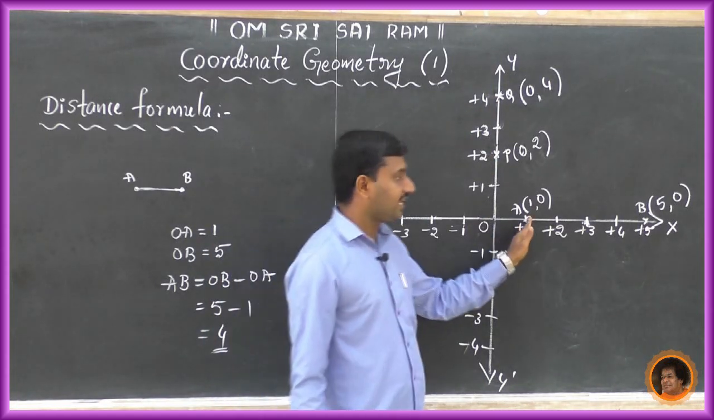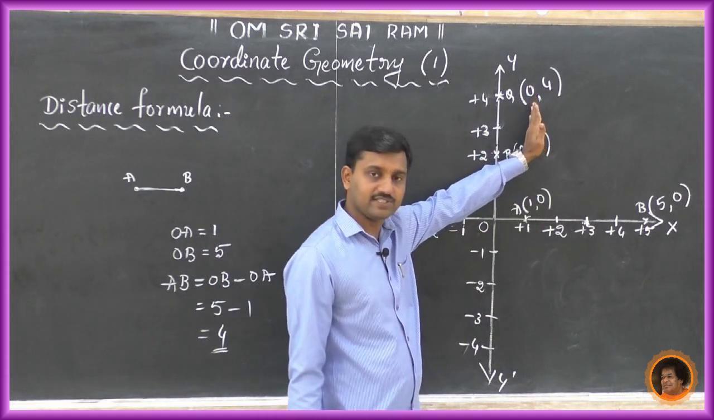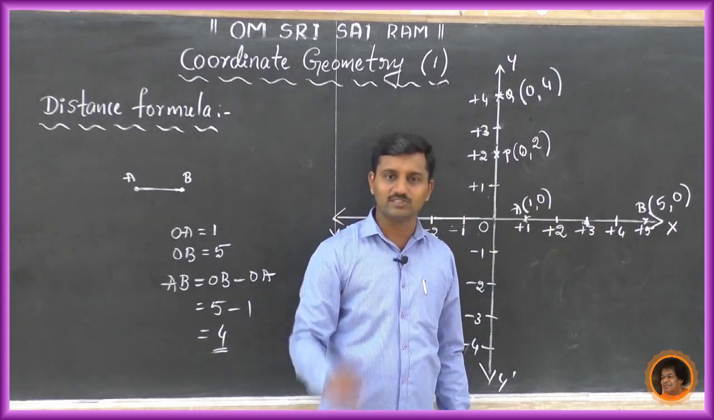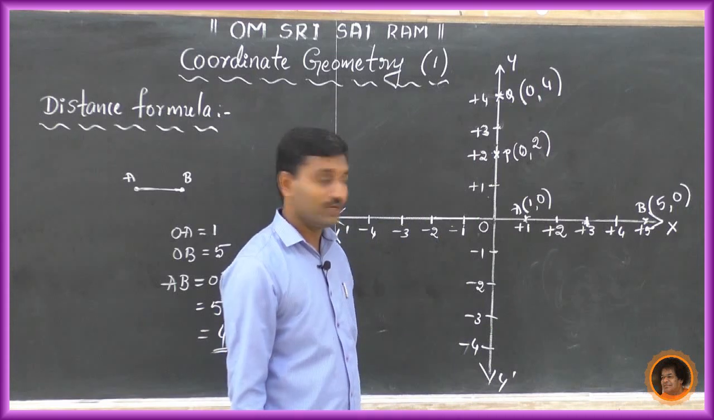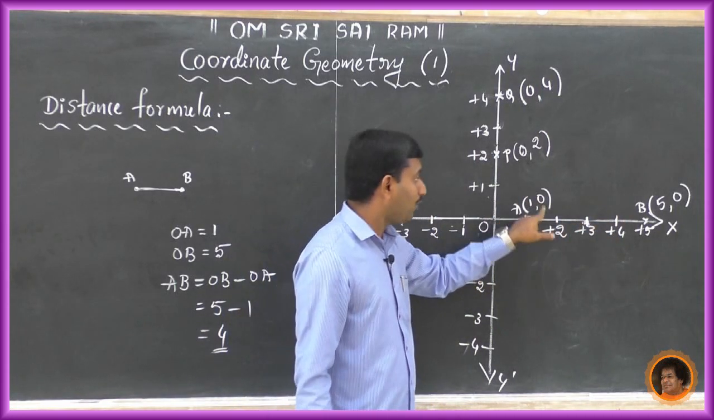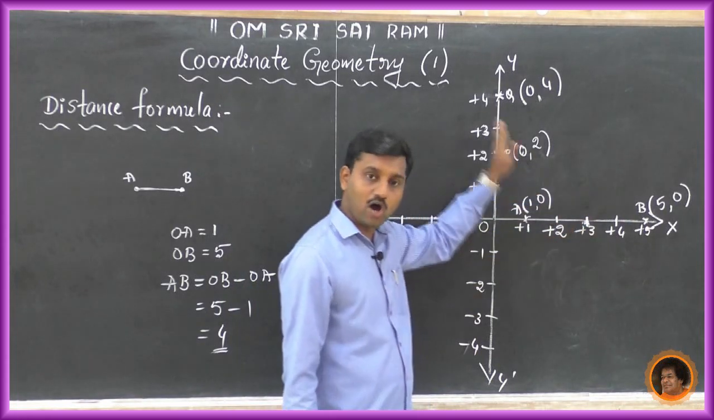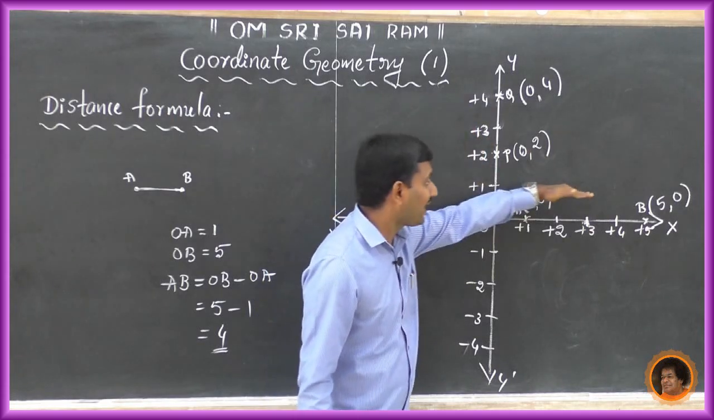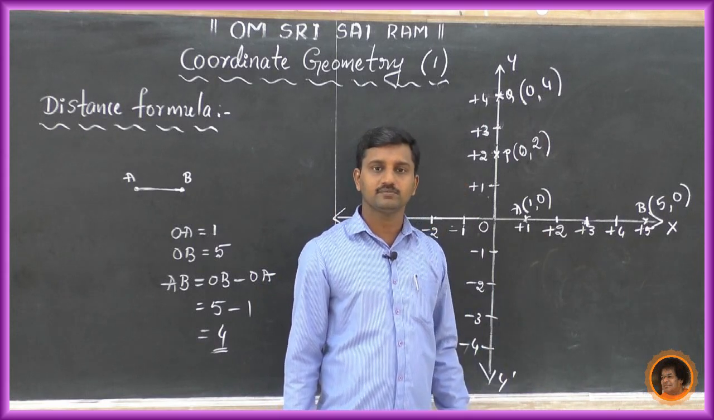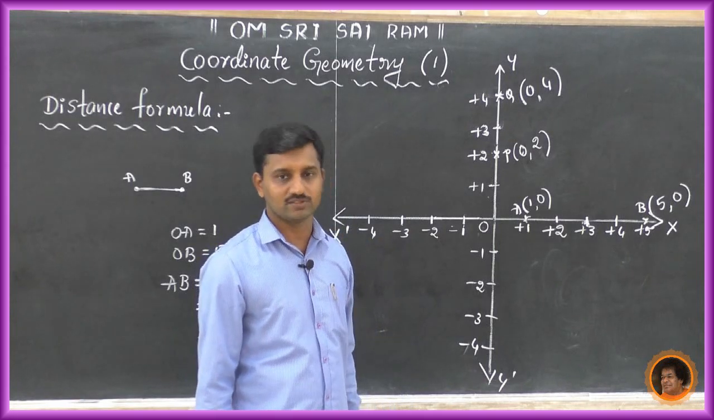Suppose the 2 points A and B are parallel to the x-axis or parallel to the y-axis, we can easily find the distance between any 2 points. But my question is, is it possible to find the distance between any 2 points if the points neither lie on the x-axis or y-axis nor are parallel to the x-axis or y-axis? Is it possible to find the distance? Yes, possible. How? By using the Pythagoras theorem.